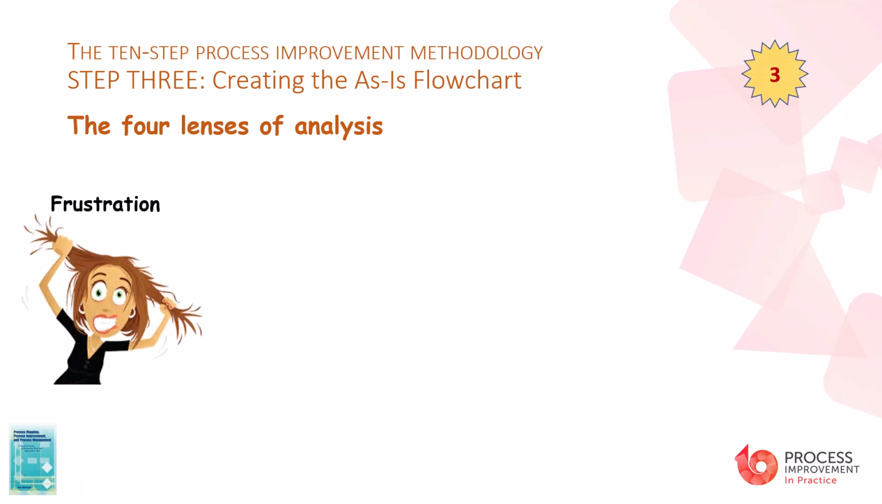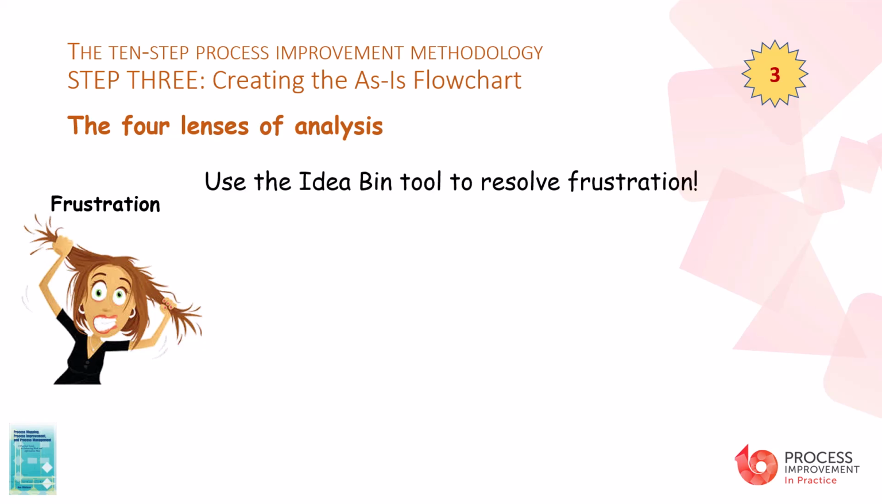The Idea Bin tool is a technique to collect frustration issues about the process and ideas on how to resolve them. During creating the as-is process, you ask process workers what issues they find frustrating performing each step. Then you write the issue in a flip chart. After that, you ask the person and other team members on ideas to resolve it. Each member writes his idea on a post-it note that you stick below the issue. At the end, you will end up with a list of frustrations with notes on solutions.